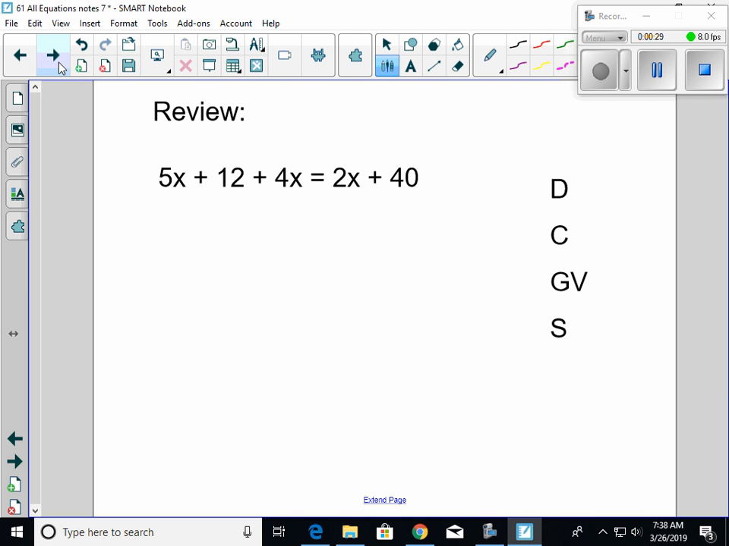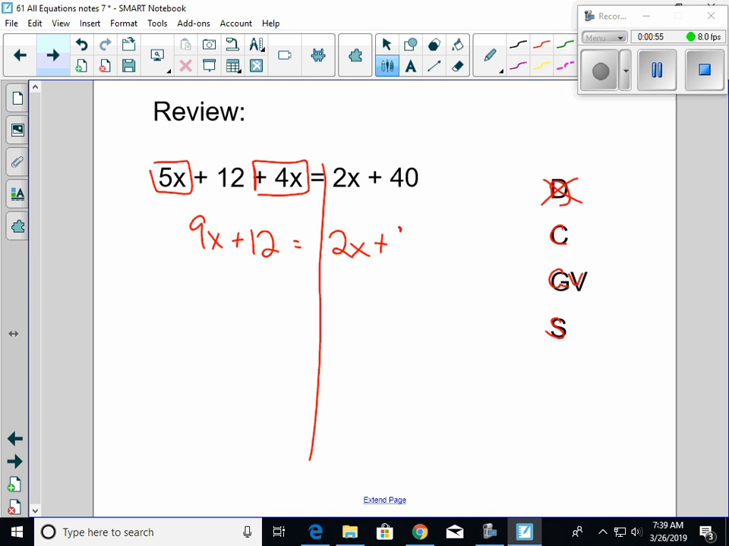Okay, so over here, ducks can get very sad. This one's a review question. It doesn't yet have distributing in it because there are no parentheses. So just to review, when you're combining like terms, only combine like terms that are on the same side of the equal sign. You're not going to include the 2x on the right. So this is 9x plus 12, 2x plus 40.